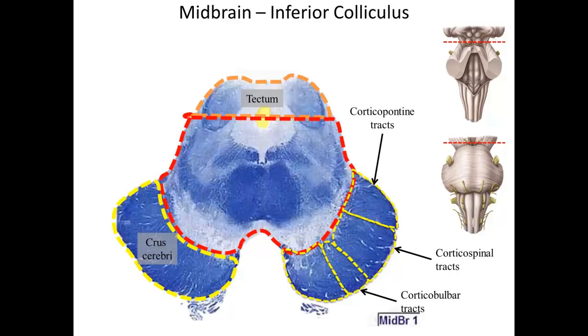The space in between the tectum and crus is the tegmentum. When discussing all of the area anterior to the cerebral aqueduct, including the tegmentum and crus, this is called the cerebral peduncle.